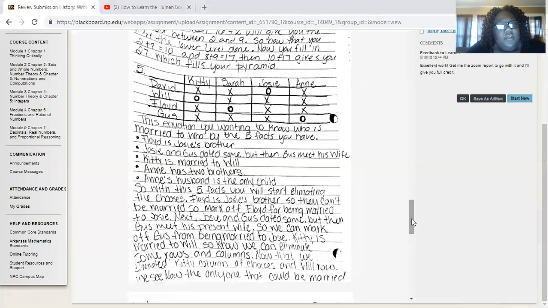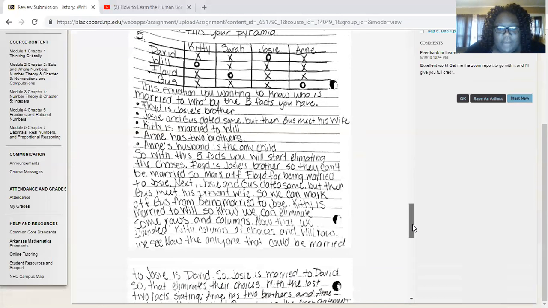Floyd is Josie's brother. Josie and Gus dated some, but then Gus meets his wife. Kitty is married to Will. Annie has 2 brothers. Annie's husband is the only child.